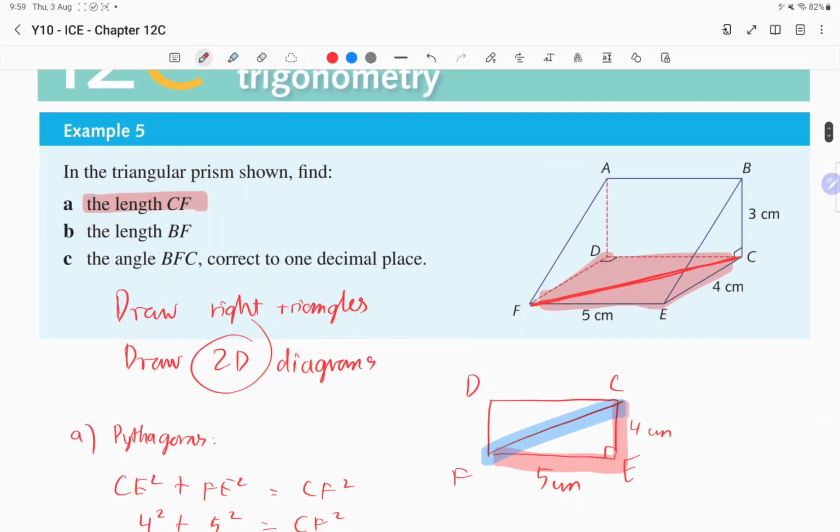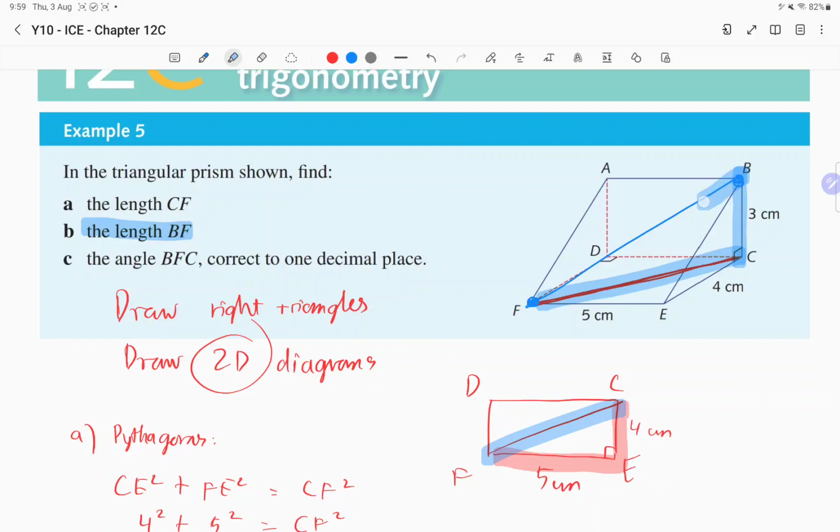Alright, so look at question B, the length BF. BF is actually this length from here to here. So what shape would I have to draw here? I'll base it off of what we know so far. We know the length CF here, and what else do I know? I know BC to be 3.